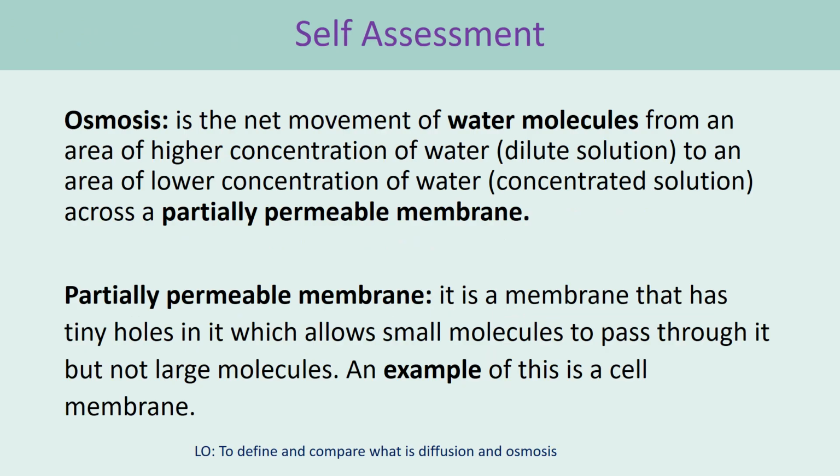Okay, osmosis, it's the net movement, so the overall movement of water molecules, and we must make sure that we are being specific to water molecules, from an area of higher concentration of water, or dilute solution, so less solute, to an area of lower concentration of water, or a concentrated solution, which means that there's a high amount of solute dissolved in it. And it happens through a partially permeable membrane. So in order to get those 3 marks, we should have mentioned about the water molecules.